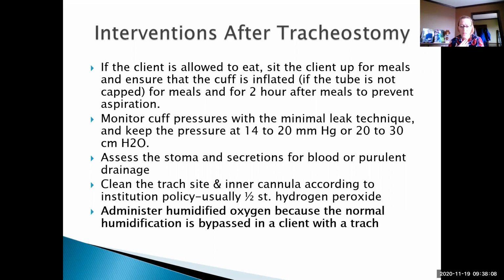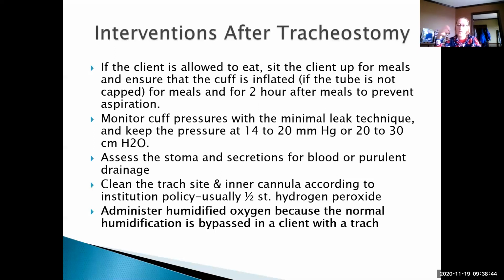Generally if they have that Passy-Muir valve, their cuff will be deflated to allow the passage of the air through the vocal cords so they can talk. So if you've ever had a patient with a trach or known someone with a trach, some of them have those valves. Some of them literally just put their hand over the end of the trach, because then, instead of the air coming back out the trach, it bypasses the trach and goes up, out through their mouth, through the vocal cords, and allows them to speak.